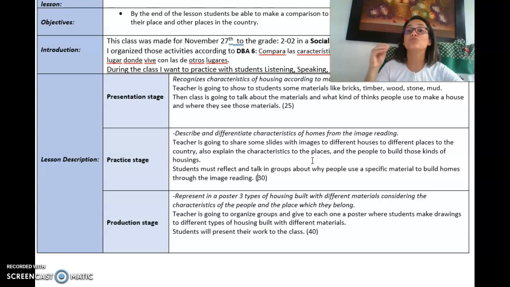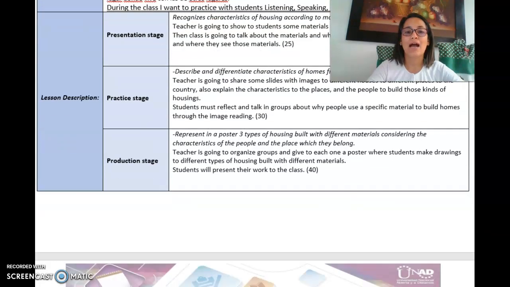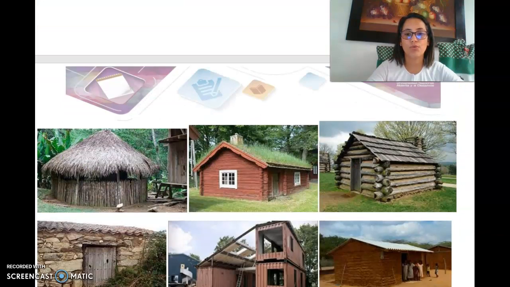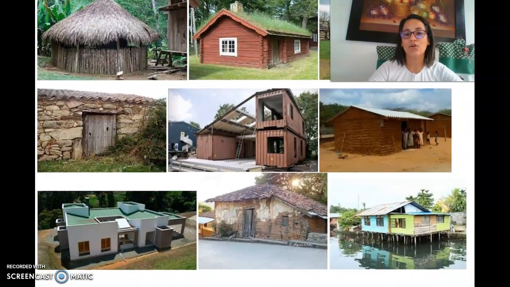Okay, they are going to read the images and then they're going to talk in groups according to those characteristics and those materials, and where, if it's possible, they have seen these kinds of housing in some place, for example, in a trip or on vacation, or maybe in a movie, okay, or on TV. So I proposed to show them these kinds of images.